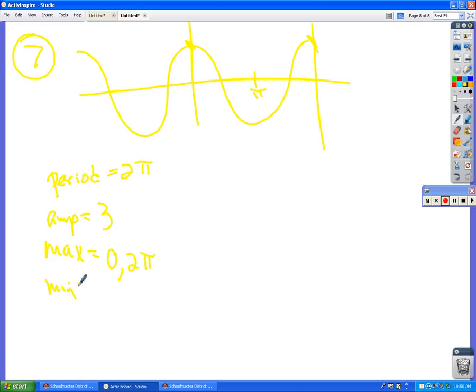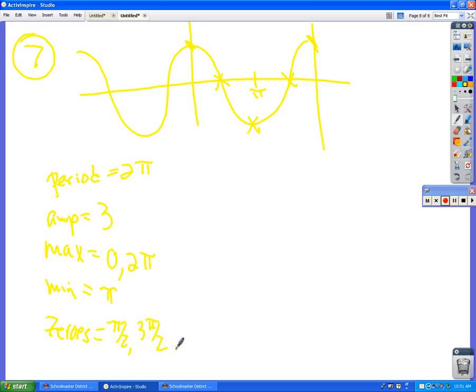Then it says where do the minimum values occur. So there's a minimum right there. That happens at x equals pi. And then it also says where are the zeros. And that is where the graph crosses the x-axis. So that would be here or here. And that would be where and where? x equals what? Pi over 2 and 3 pi over 2. Okay? And that's what we got going there.